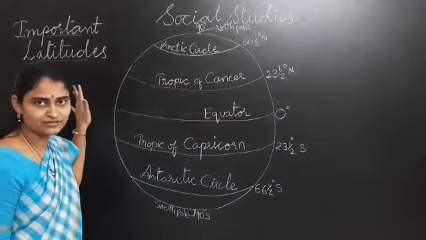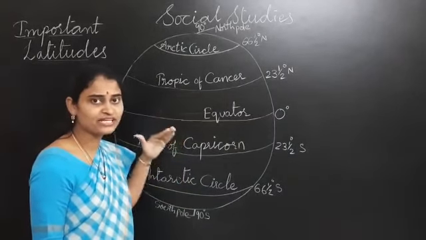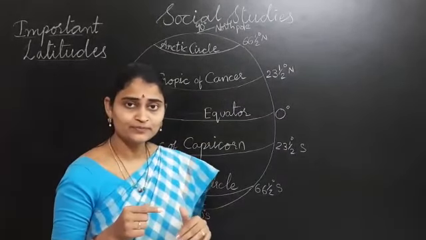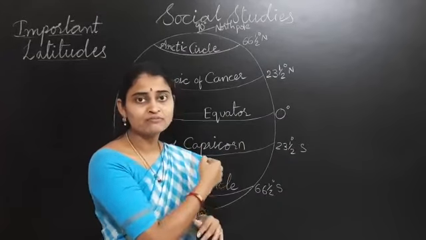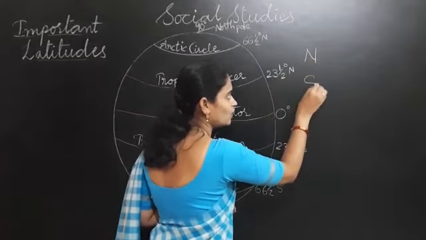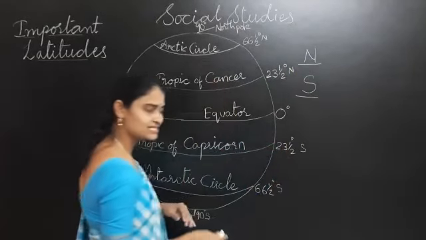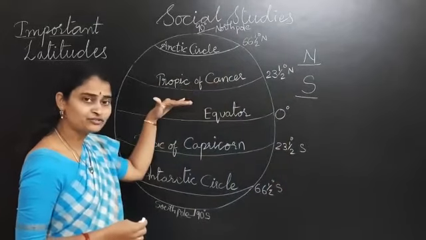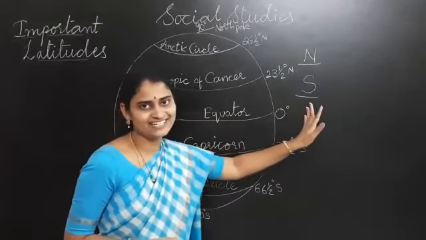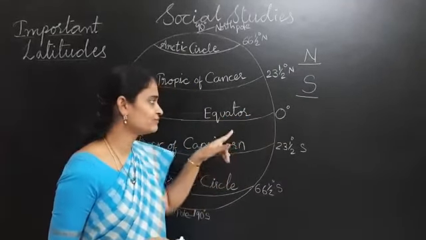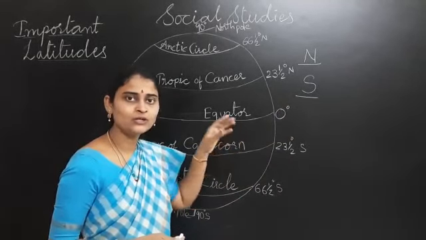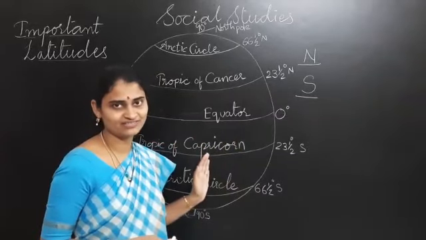The important latitudes. Here, some special names are given for the latitudes. Children, all these latitudes must be designated with north or south, with the letter N or the letter S. The northern latitudes take the letter N, the southern latitudes take the letter S. But there is no designation for the equator. For the equator, there is no need for a north or south designation.